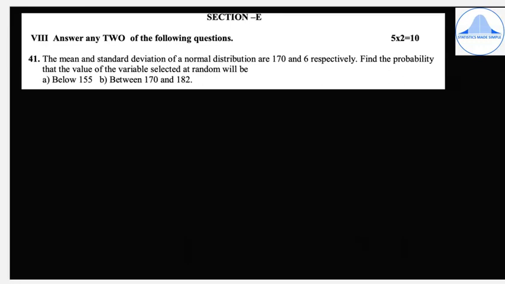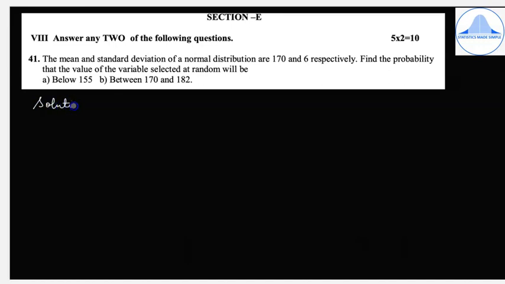The first one: the mean and standard deviation of a normal distribution are 170 and 6 respectively. Find the probability that the value of the variable selected at random will be subdivision A, below 155, subdivision B, below 170 and 182. So let me start with the solution.